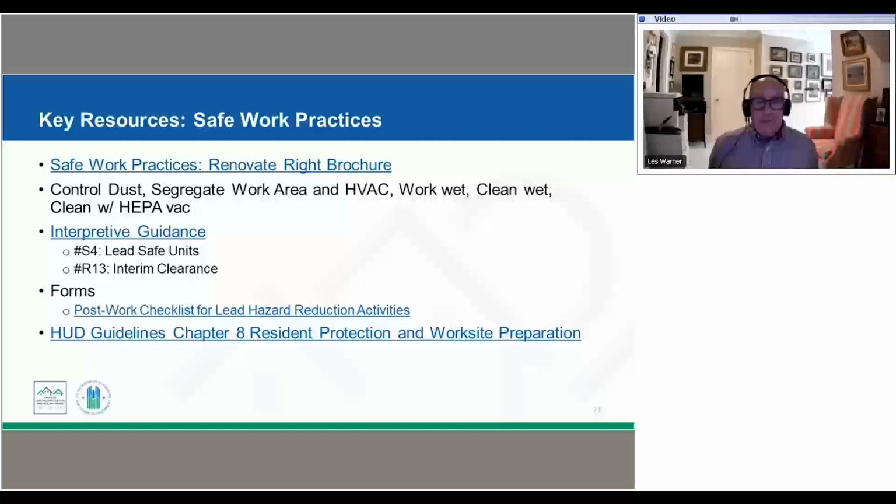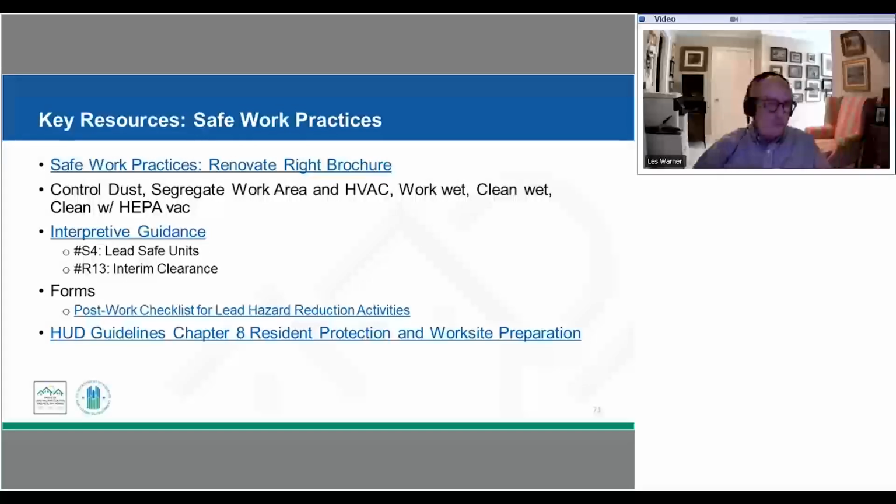And so Chapter 8 specifically addresses resident protections, how to set up and plan that work site to be able to protect workers and also occupants. But there also are a series of interpretive guidance. So topic by topic, those are set up, and those are really helpful to folks. That's something that I think Chris and I both go back to and kind of read through those.